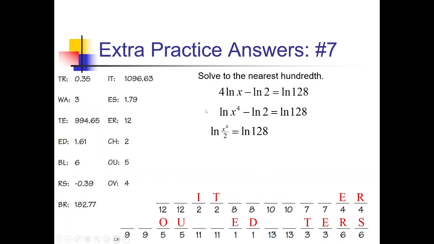Now I can cancel out the logs or raise e to both sides, however you want to think about it. So this is just x to the 4th over 2 equals 128 with no ln's. Next, let me multiply by 2 to get this x to the 4th by itself. So 128 times 2, that's 256. And now to get the 4th power to go away, I need to take the 1/4 power of both sides, or the 4th root. I happen to know that 4 to the 4th is 256. So this is 4, but if you don't believe me, we can check it out on the calculator.